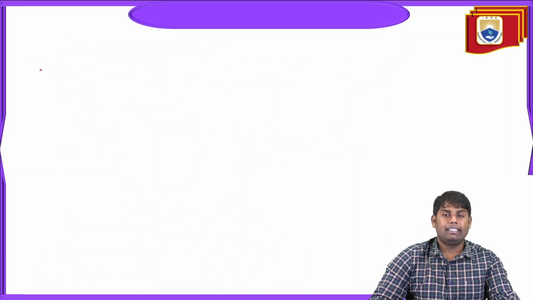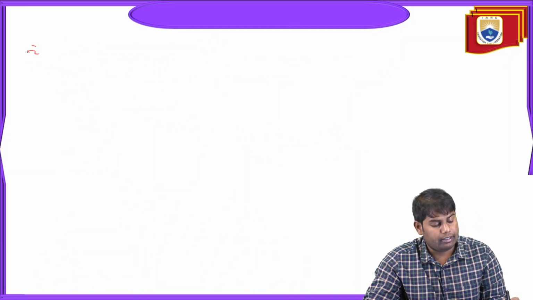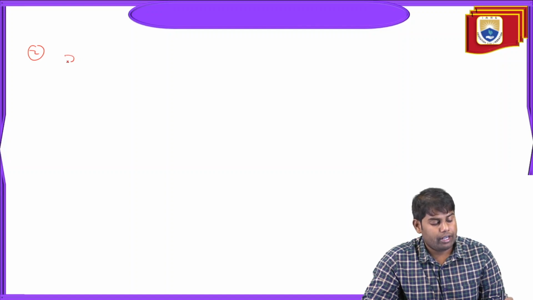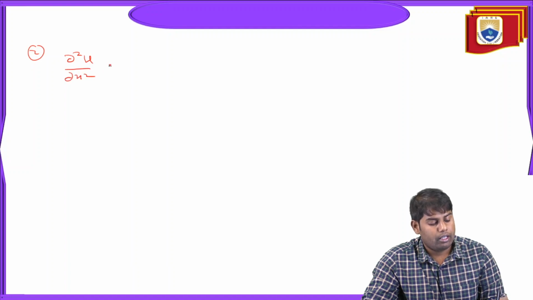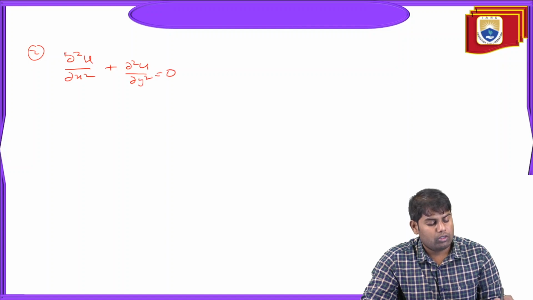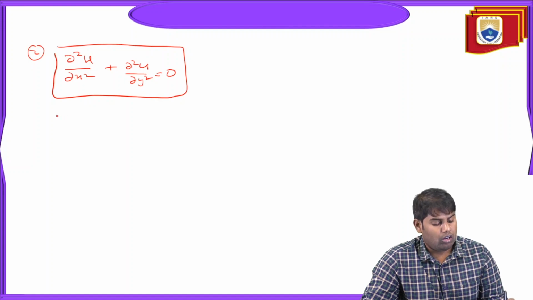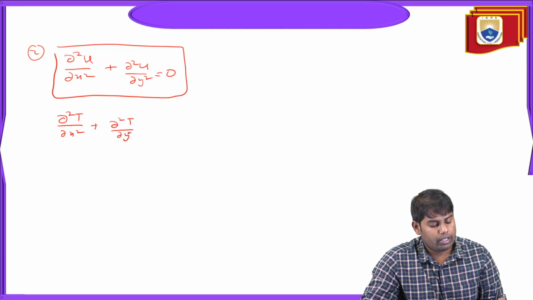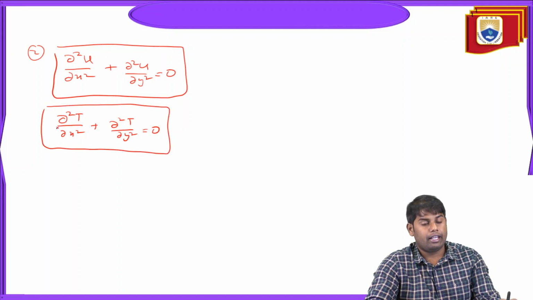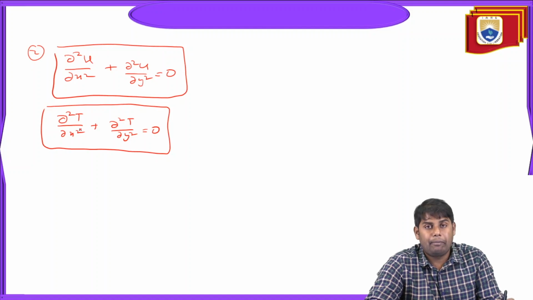Okay, so let us see the Laplace equation, the second thing. The Laplace equation you can take as ∂²u/∂x² plus ∂²u/∂y² is equal to 0. This comes from the diffusion term in the momentum equation. Or else you can see ∂²T/∂x² plus ∂²T/∂y² is equal to 0. This comes in the energy equation. So this is the Laplace equation.